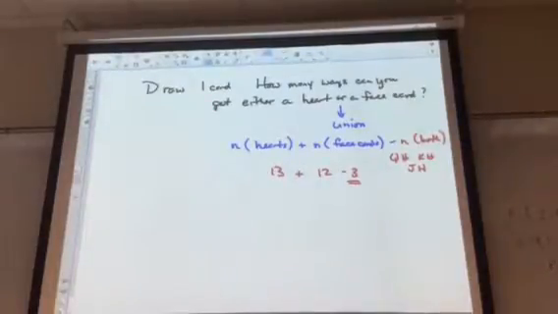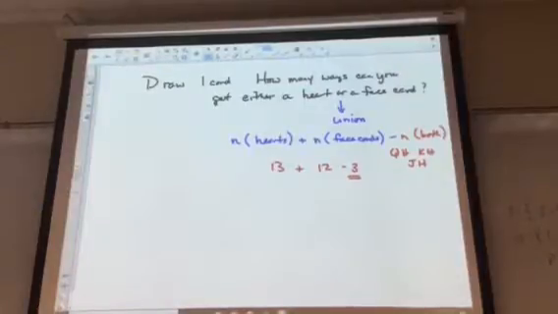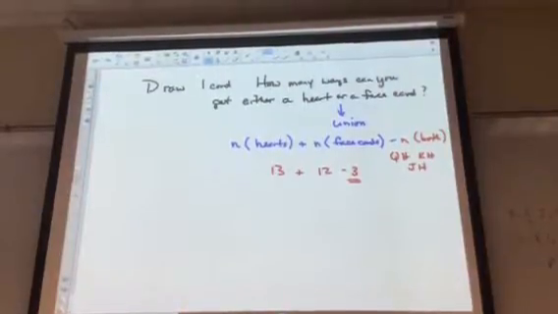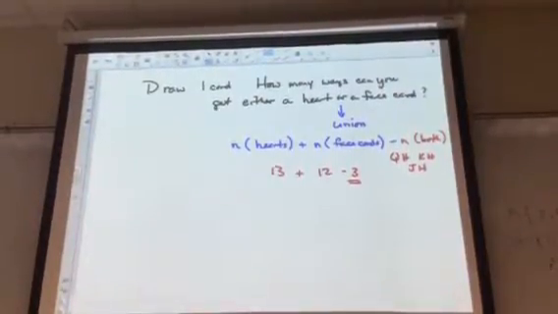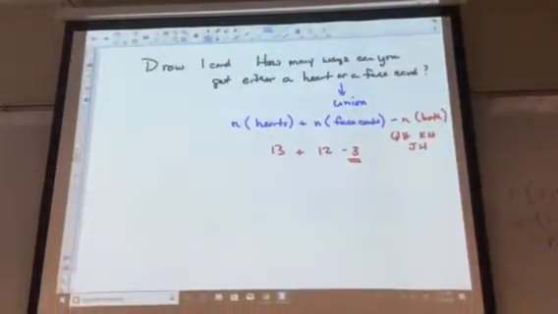If that had said, what's the problem? How many ways could you get a heart or a spade? Are there any hearts that are spades? No. So there would be 0 as an overlap area, as a shared item in the problem. So you don't always have that section, but you always have to check for it.